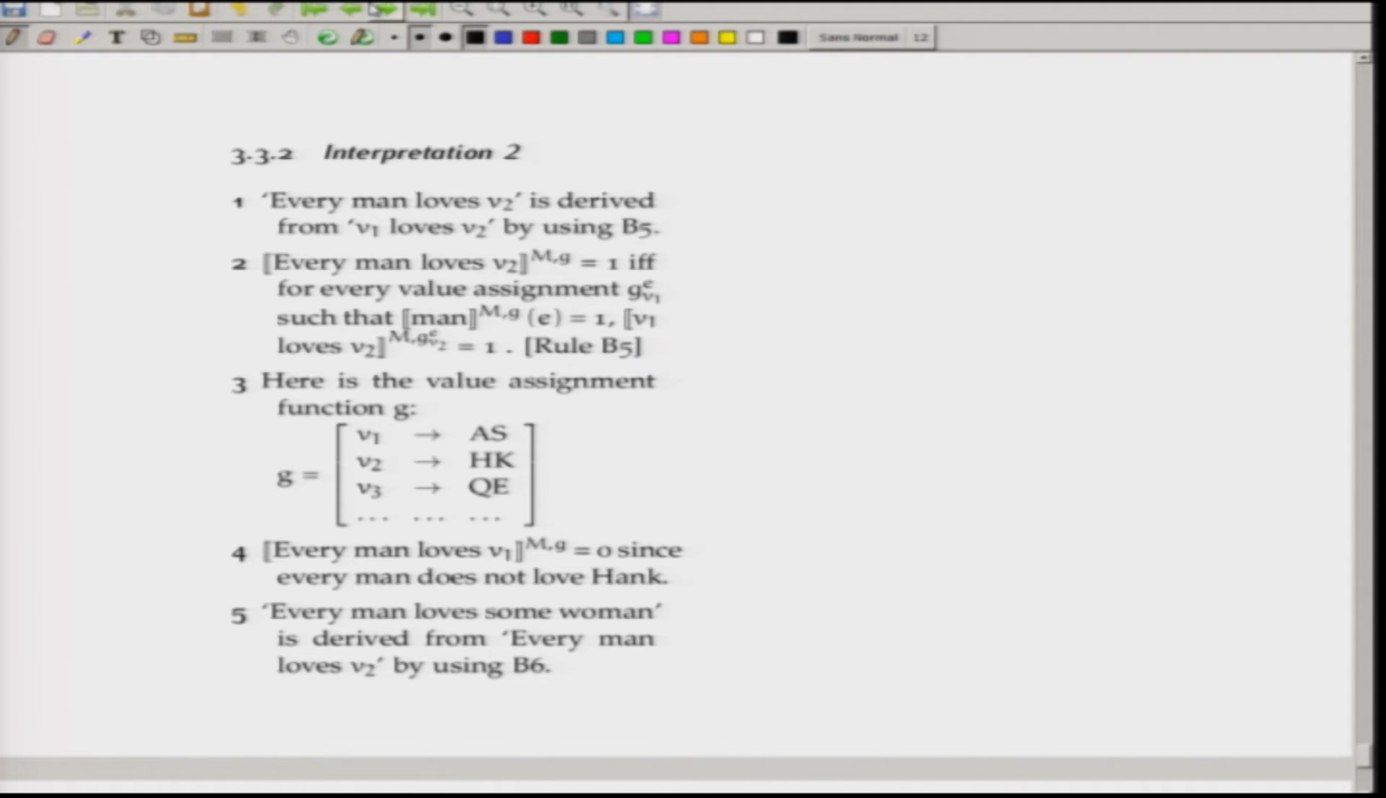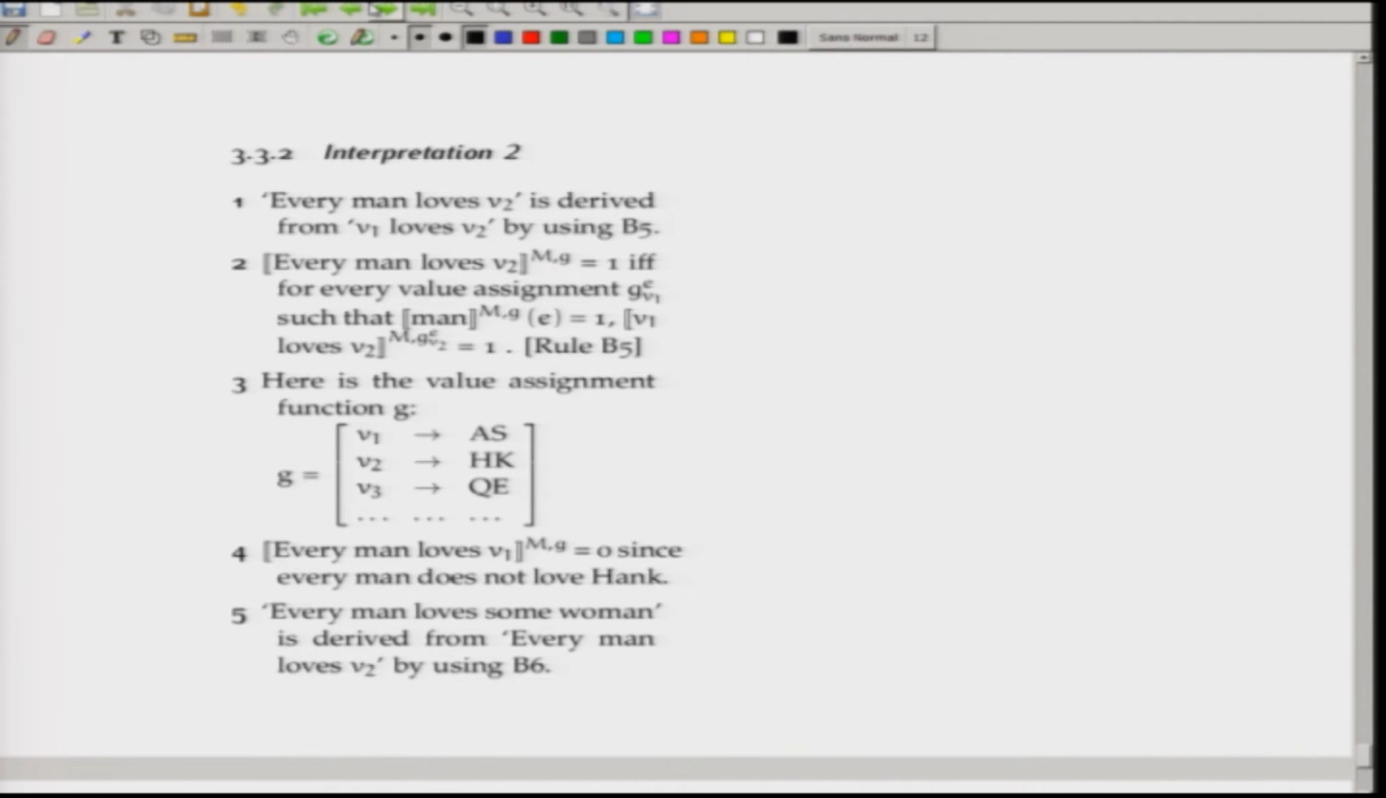The interpretation of the other sentence may be different. How shall we see that? This one is every man. Here it starts with the man part. So, every man loves V2 is derived from V1 loves V2. We can directly go to the calculation part and see how this one works.